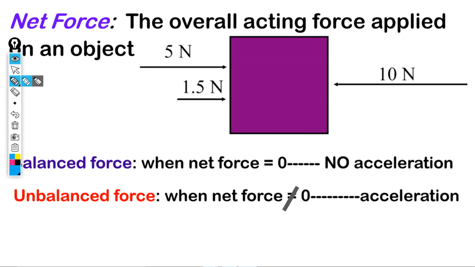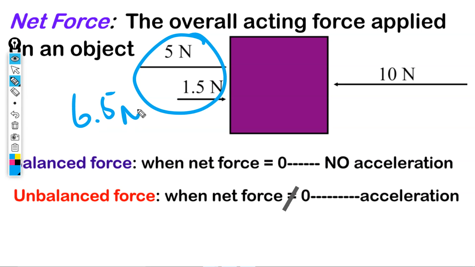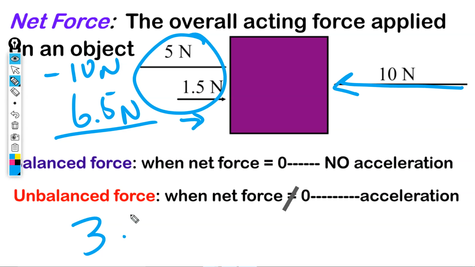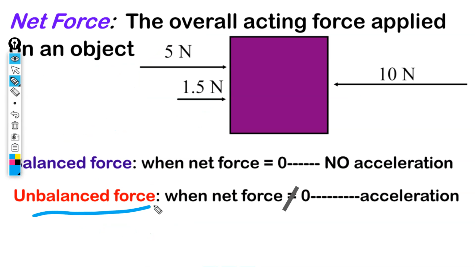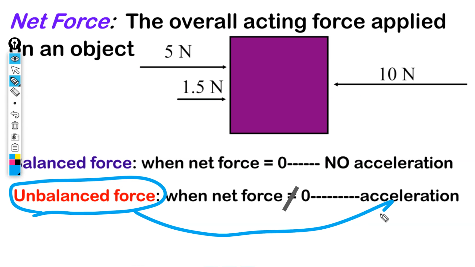Net force, you add them if they're in the same direction, and you subtract them if they're in opposite directions, so 10 newtons to the left, and subtract out 6.5 newtons to the right, and we end up with 3.5 newtons to the left. So that would be an unbalanced force. So there would be motion, there would be acceleration.